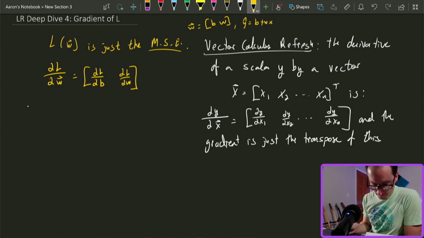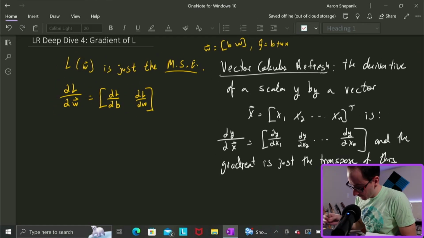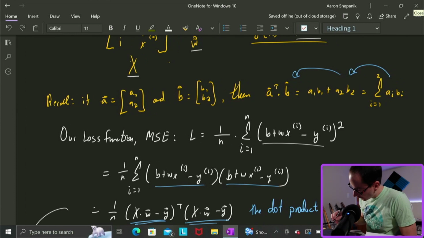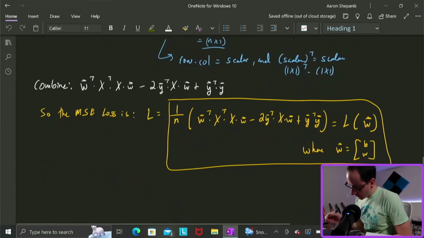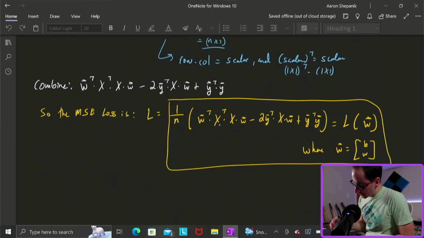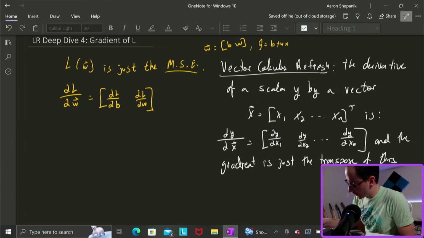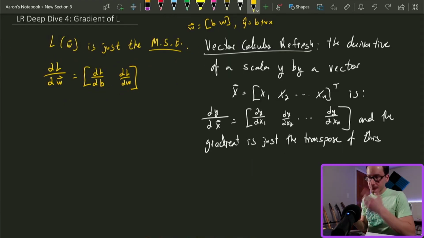So in our case, if I look at what L of W is at the end here, the W transpose XW, all that stuff right here, this is what I care about. So let me write that over on the other side. This constant factor 1 over n, just to clean things up rather than continually rewriting it, I'm just going to ignore that constant for now, and we'll add it back in at the end.